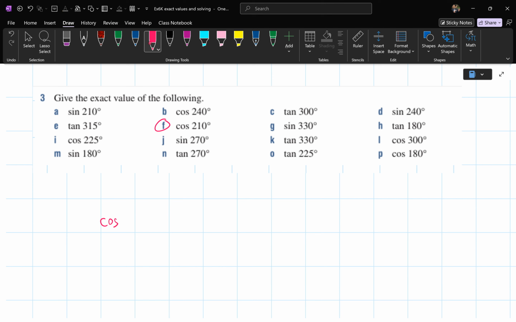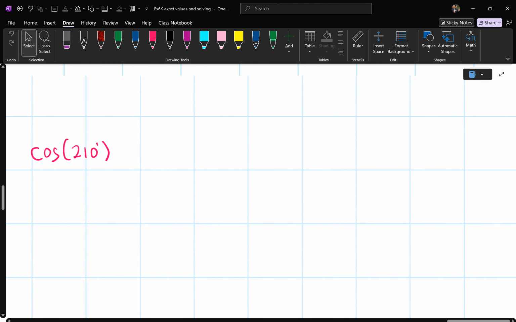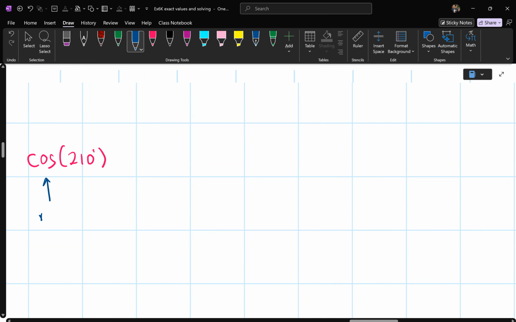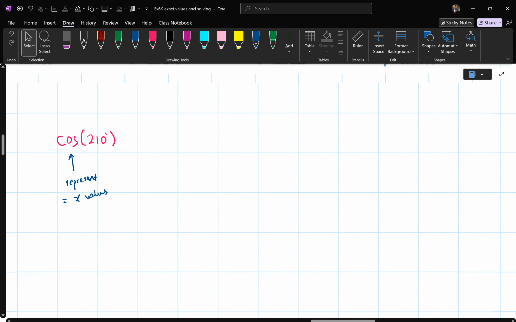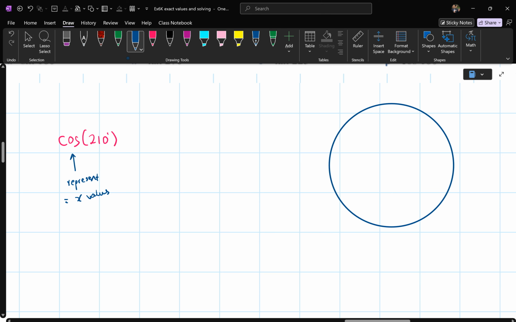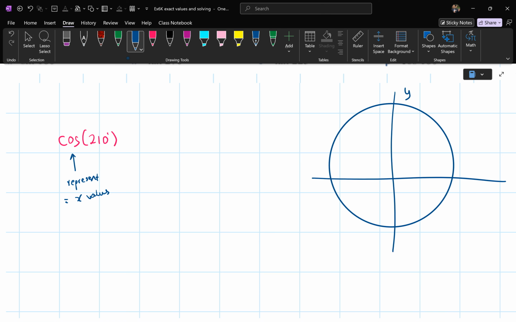When they say cos of 210 degrees, there's 2 things that I'm looking for. Number 1, what does cos represent? It represents the x values. That's one of the things that we knew from the unit circle. If I drew a unit circle on an xy axis, no matter which point you are on the circle, from the radius to that point it'll have an angle, where the angle always starts at 0, and we go anti-clockwise in the positive direction.